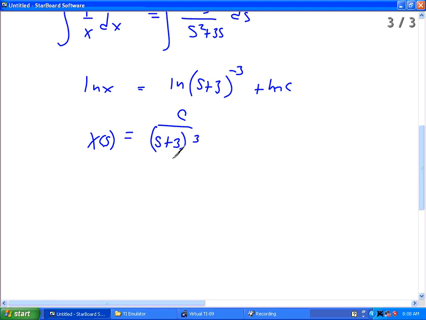So, again, now I've lost my pen. There it is. Now, because it is in this format, this s plus 3 in the bottom is e to the minus 3t. We know that. Again, if it was squared, it would be t in front. So because it's to the third, it's t squared.